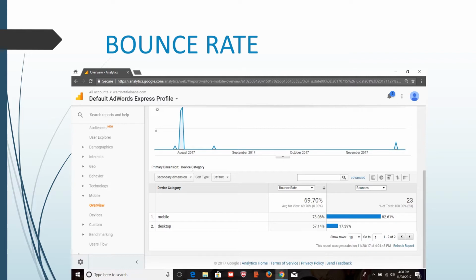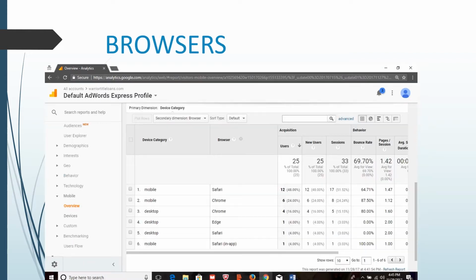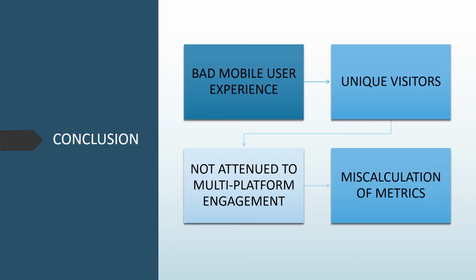So now let's get to the browsers to see what's happening out there. Diving into the browsers can really help us to concentrate more on the browsers and devices users are actually using. It is no surprise that the data is the same as that of devices, but we can see which browser the users are having more problems with. After analyzing the available data, we can conclude that our website is not able to provide users a good mobile user experience. Also, we have some misleading metrics which can misrepresent the way we measure the data.